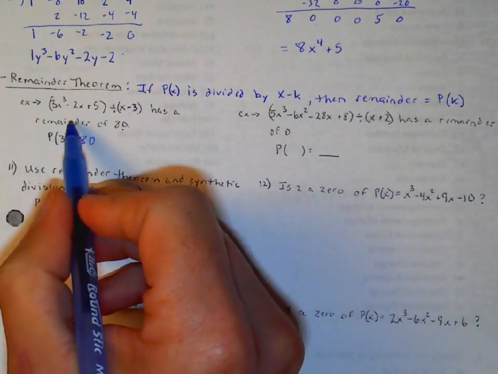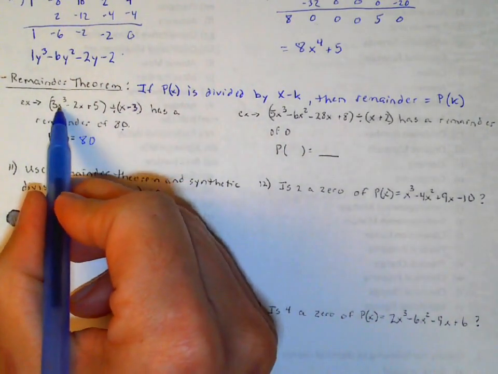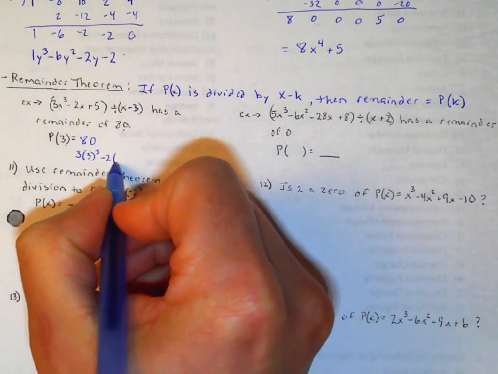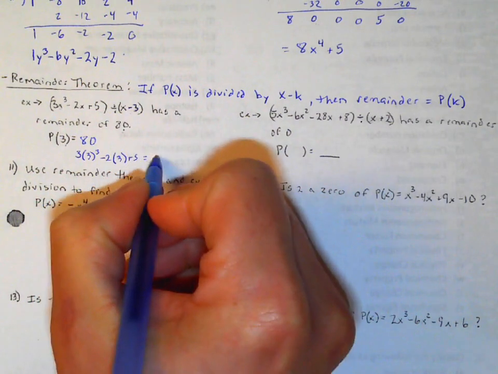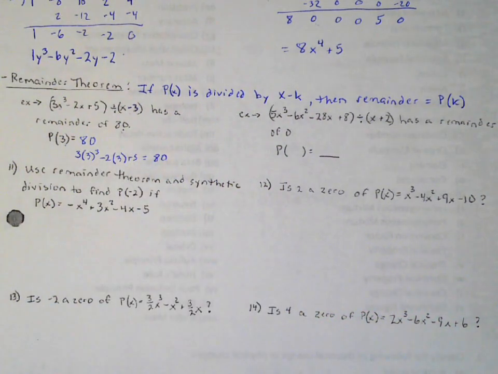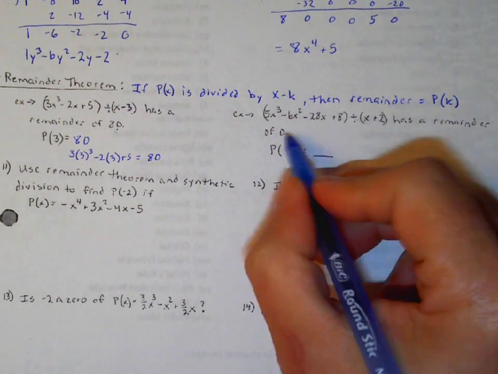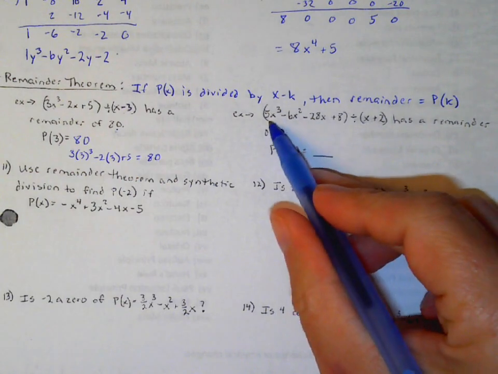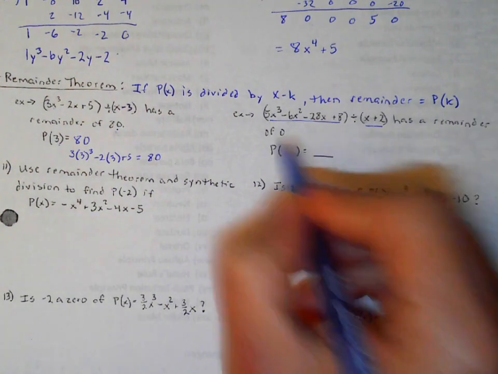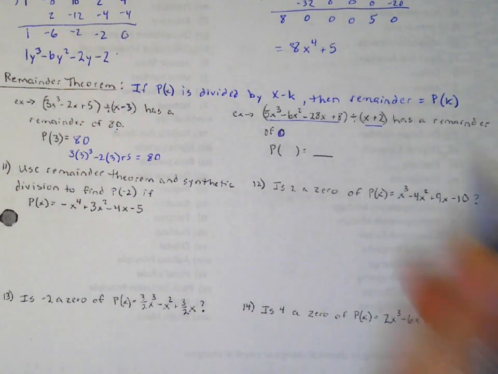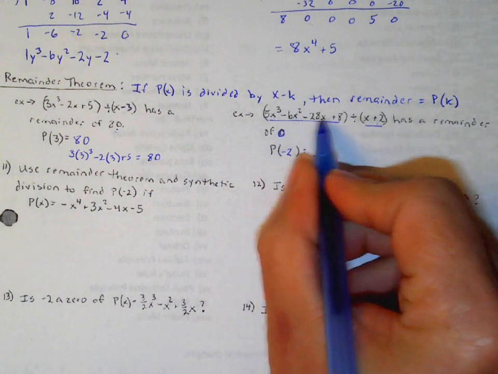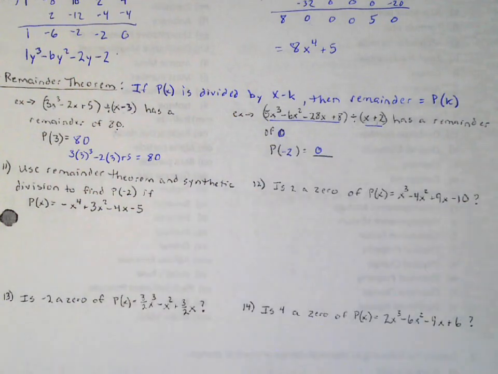Okay, and let's kind of double test that there. If I plug that in here, 3 times 3 to the third minus 2 times 3 plus 5 gives you 80. Okay, and when you divide by this, you get the remainder that's 80. Kind of a neat little thing there. Okay, so if I think about this, if I take this function and divide it by x plus 2, I'm going to get a remainder of 0. So what does that mean? It means that p of negative 2, if I take a negative 2 and plug it in here, I'm going to get 0.